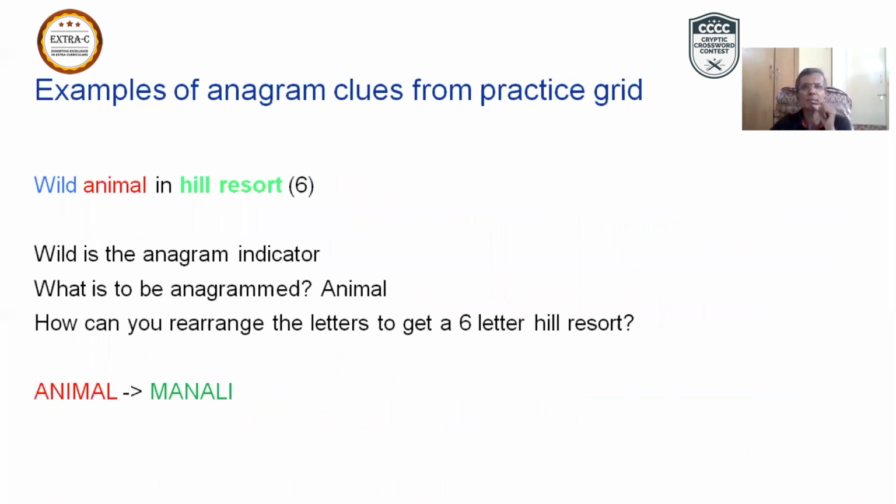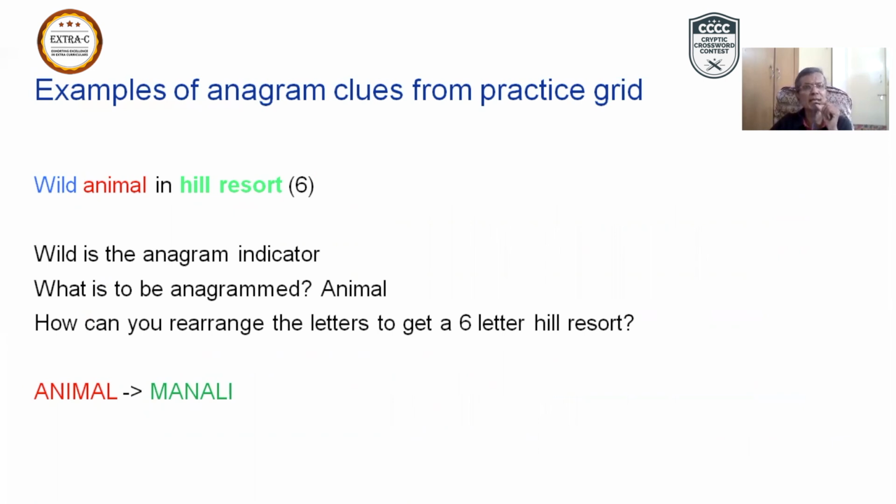So let's take an example of an anagram clue from the practice grid itself. Let's go back to this clue of wild animal in hill resort. Now, as you know, hill resort is the name of the answer. It's the name of a hill resort. Wild indicates that it's an anagram indicator.